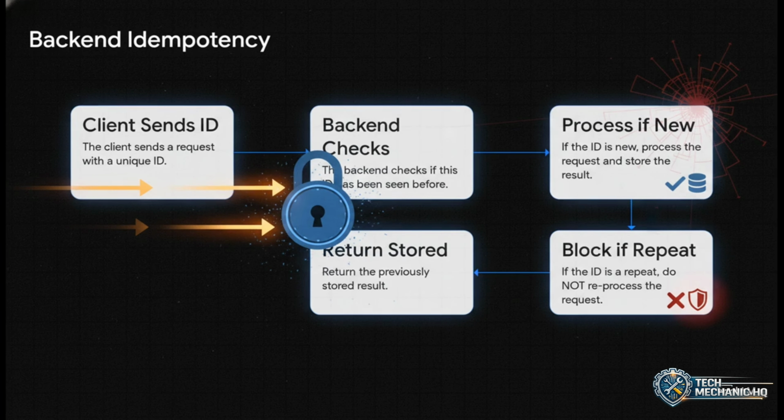Okay, let's just walk through this, because this is where the magic happens. When request number 1 arrives with its unique ID, the backend's never seen it. So it processes the payment, creates the order, and this is the critical part, it stores the successful result and keys it by that ID.